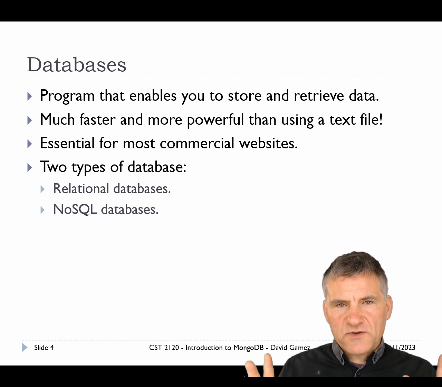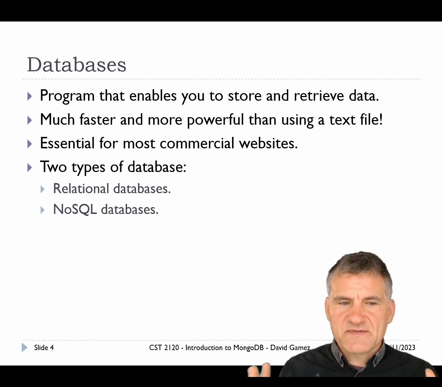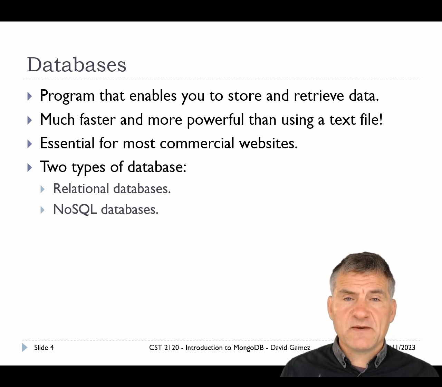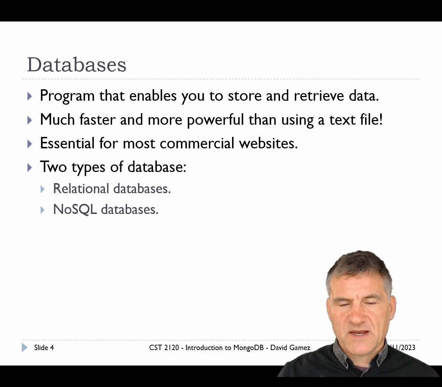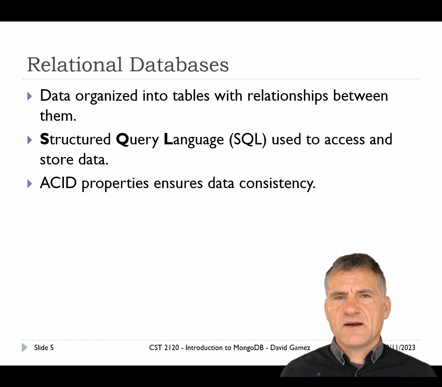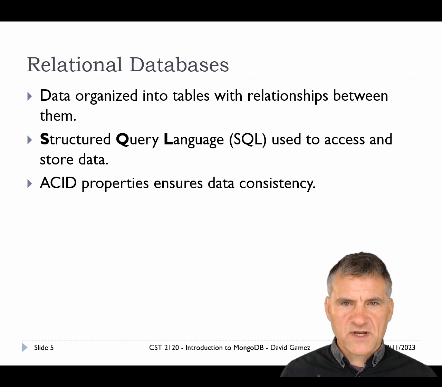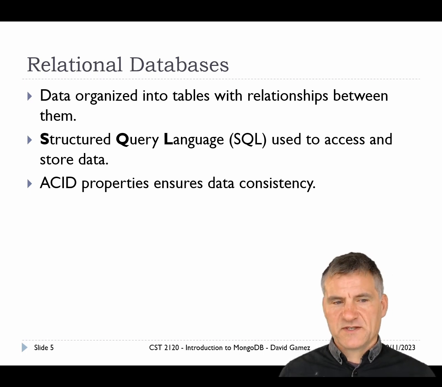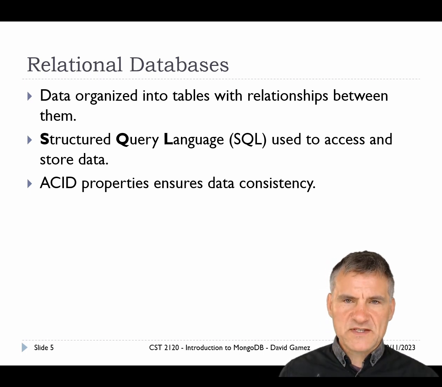And there's two main types of database, right? We've got the more traditional relational databases, which some of you may be familiar with, and then we've got NoSQL databases, which is the main topic of this lecture and the second half of this course. So relational databases organize the data into tables, and these tables have relationships between them, often called foreign key relationships. And then with relational databases, we have what's called the structured query language. This is used to access and store data. I'll give you a few examples of that. Again, some of you are probably familiar with SQL.